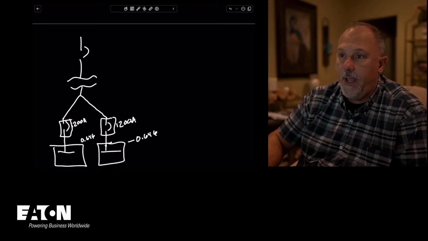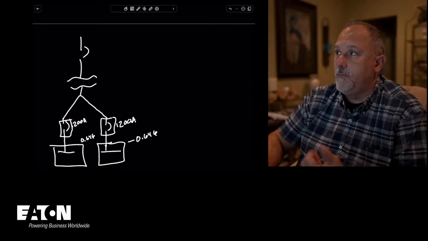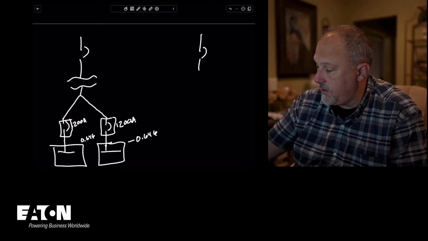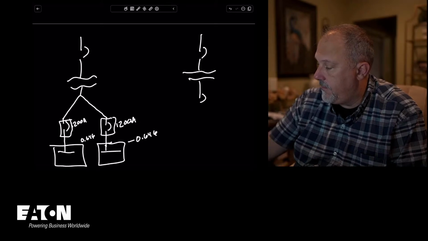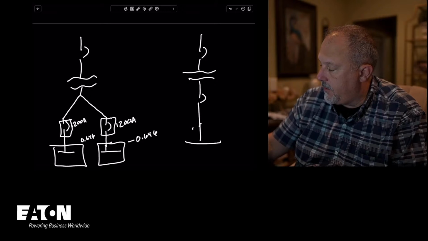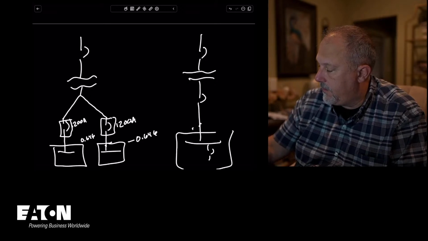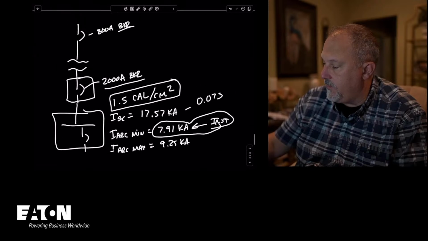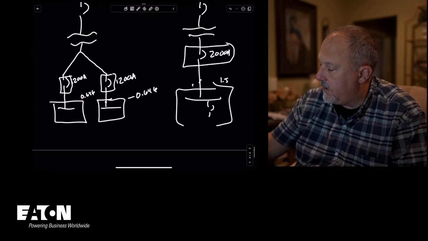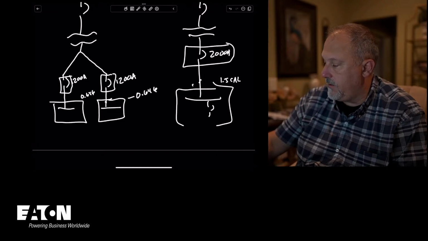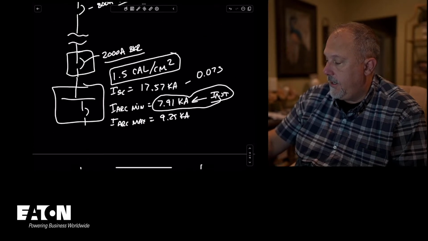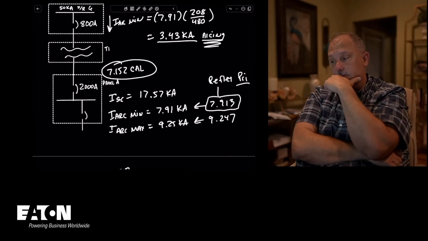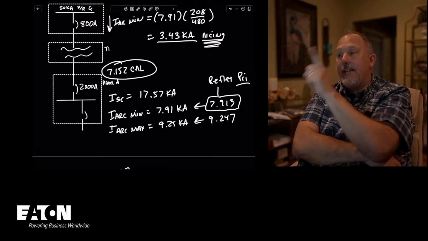Now, I didn't use a fuse. I could put the fuse in there too, and it'll be even better. But so you have a couple choices. And then go to a main lug only panel board. Well, that's 2000 amps. And then this was 1.5 calories per centimeter squared. And the other one was still 7.152, still less than 8 calories. That's with an 800 amp breaker.